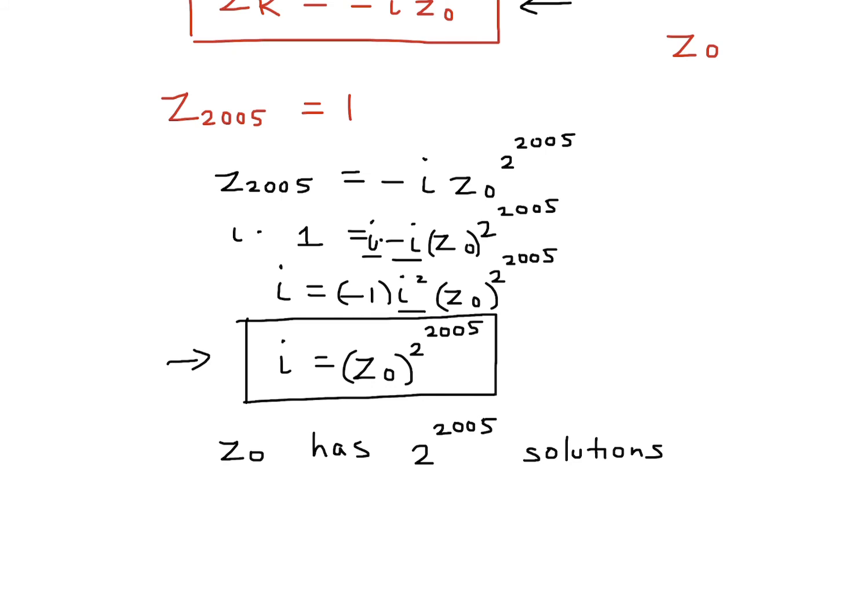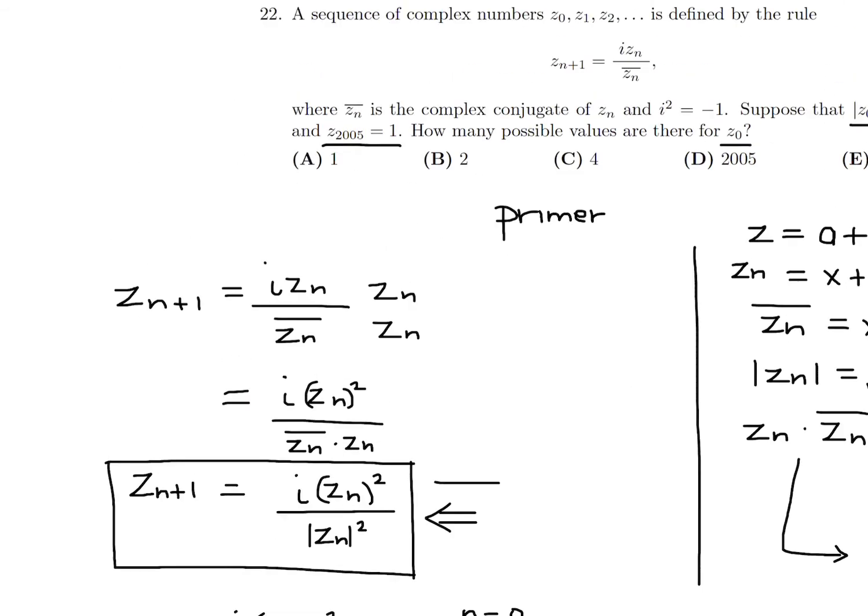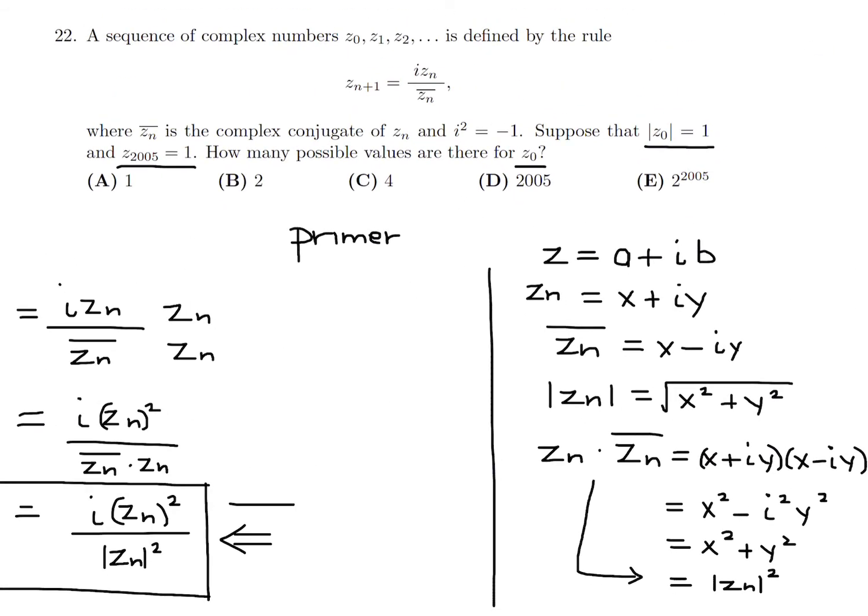according to this equation, because it would be the root of i, but 2 to the 2005, like that. So you'd have that many roots of the complex number i. So 2 to the 2005 is the answer. And let's see here. That would be answer choice E for number 22.